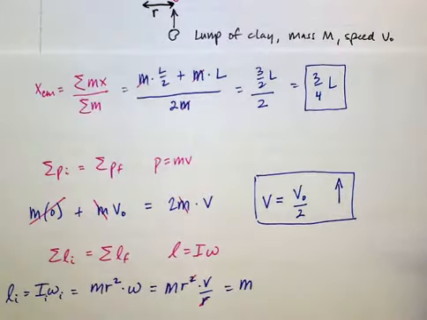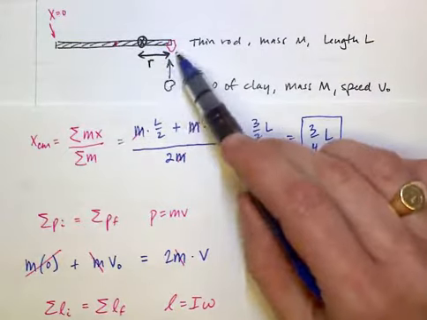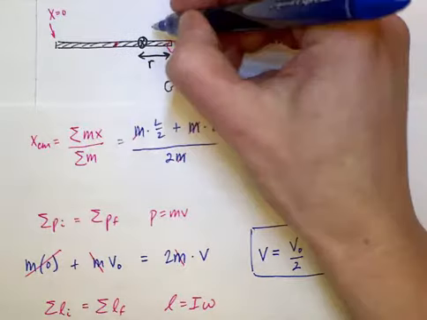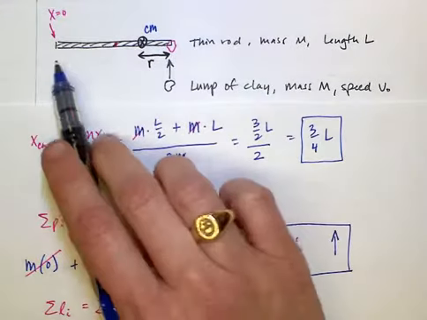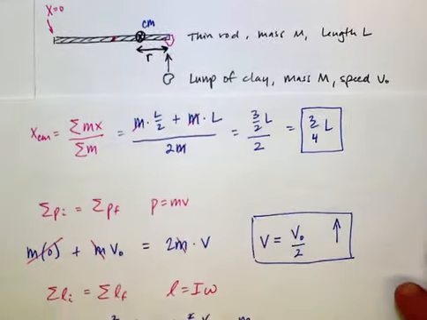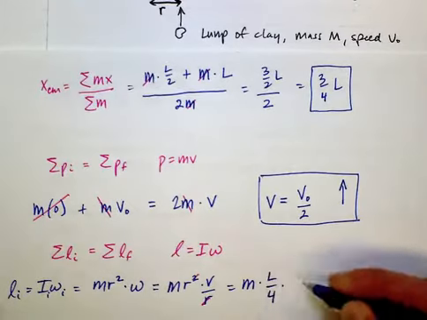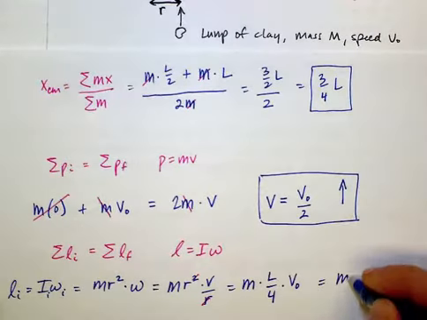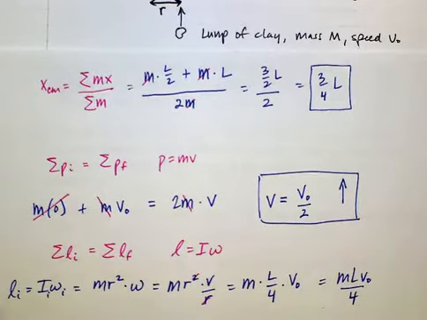And then again, coming back to our picture here, r is the distance between the lump of clay's position and the expected rotation point, the center of mass, for the new system. And so that is going to be, remember this was 3/4 L, so then this distance would be 1/4 L. So let's call that L over 4, times our speed, which is v sub o. So this is our initial angular momentum, m times L times v sub o over 4.